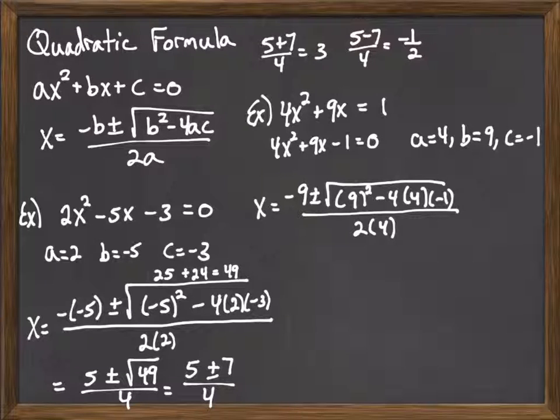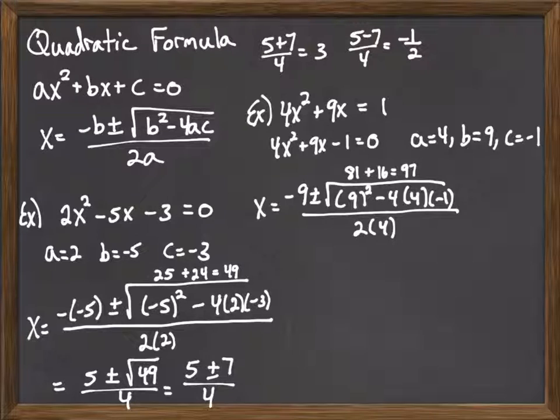Negative b, so the negative of 9, plus or minus the square root of b squared, so 9 squared, minus 4 times a, which is 4, times c, which is negative 1, all over 2 times a. And again, what I like to do is simplify what's inside the square root and write that above. I'd ask you to maybe pause the video and take a moment to see what you can come up with.